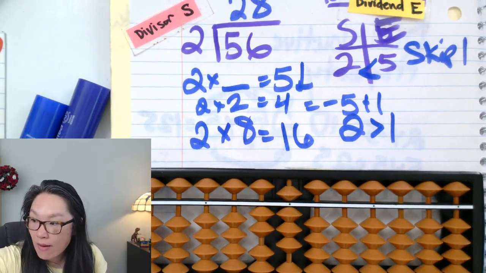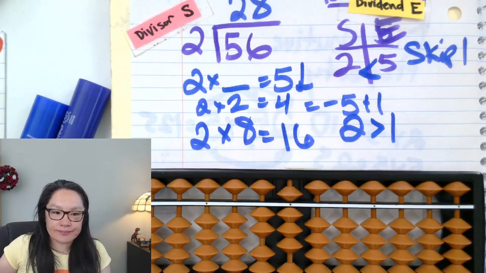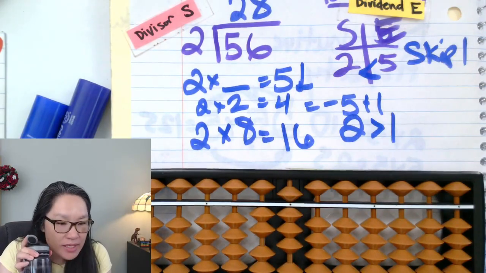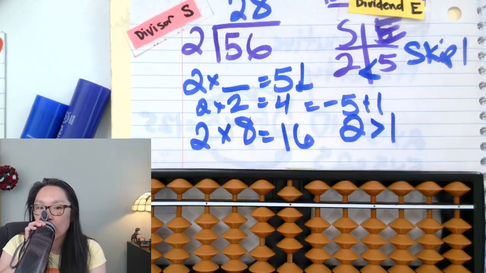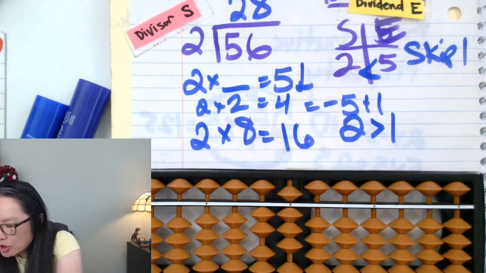Did that make sense? This is bizarre. Yeah. Abacus makes everything into smaller chunks. I know. It's so crazy.